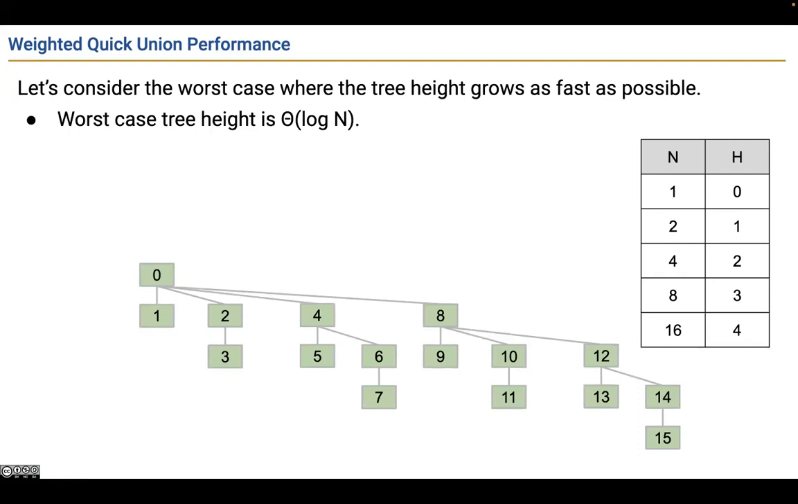Although I haven't proven it to you, and I've encouraged you to go home and try it on your own, the worst case height, if you use the weighted quick union rule, is log n. How do I know it's log n? Well, one way is to look at the table: if this is n, the number of items, and this is the height, and I look for a function where I can put in these numbers and get these numbers, the correct function is log n. Log of 16 is 4, log of 8 is 3, log of 4 is 2. That's the function that satisfies my pattern.